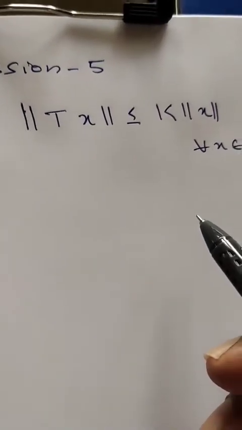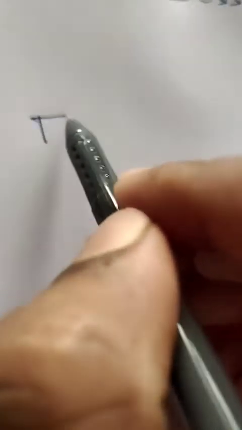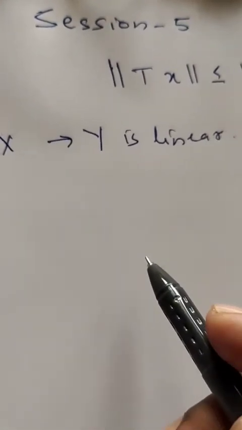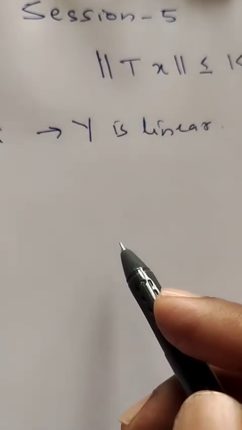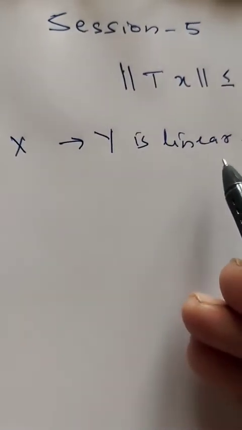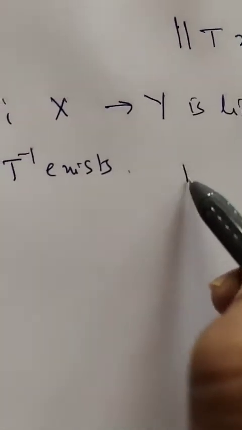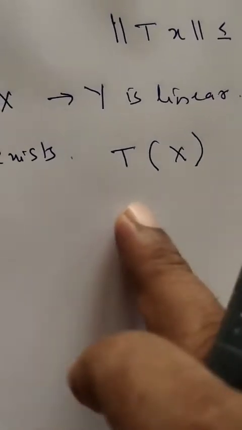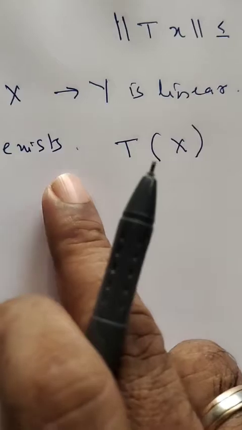Now, if the same transformation T from X to Y is linear, where X and Y are Banach spaces, then when does T inverse exist and when will it be continuous? If T from X to Y is linear, then T inverse exists and is continuous on its domain of definition. What is the domain of definition of T inverse? It is T of X. So it is continuous on its domain of definition.